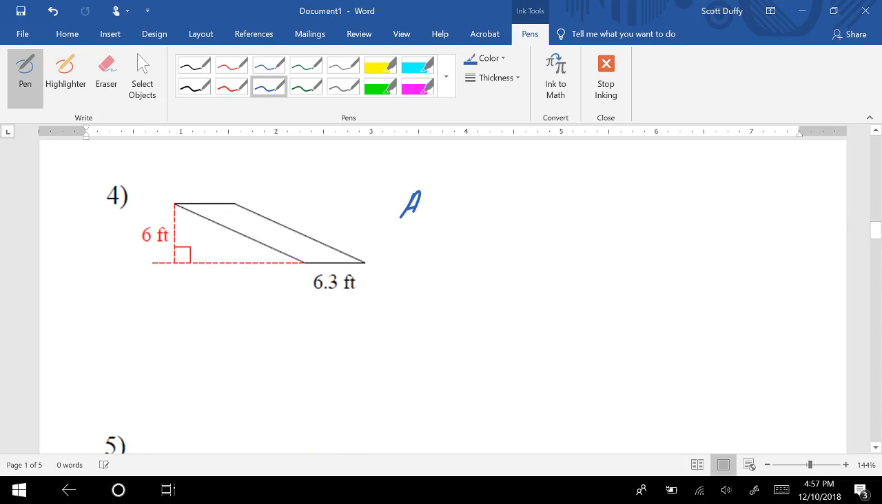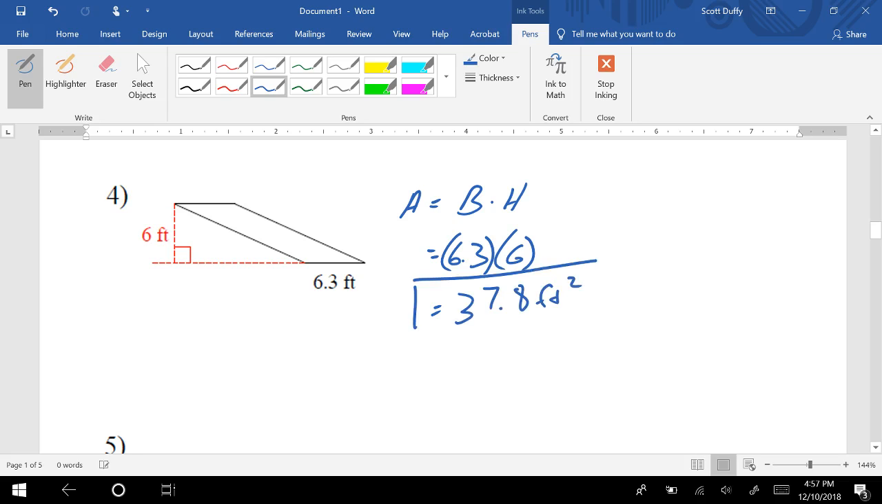Area of a parallelogram is base times height. We have a base, the side that it sits on, 6.3. Multiply it by height all the way up to the top, 6. Multiply that out. Get 37.8 square feet.